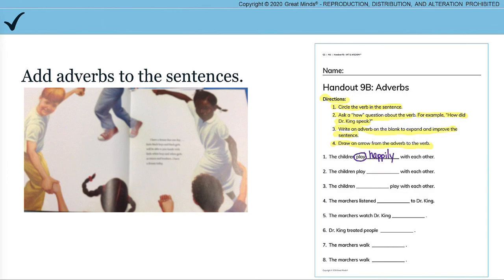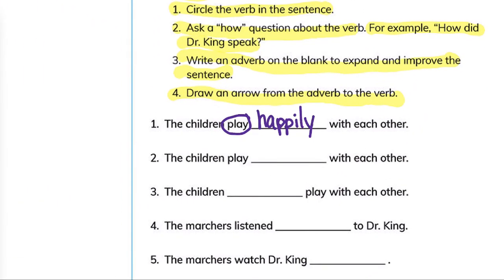Okay, we need 2 more adverbs to describe how they play. So our next one we could write, the children play blank with each other. Again, our verb is still play. Oop, I forgot a step. We need to draw an arrow showing that happily describes how they play. Maybe we'll say the children play nicely with each other. They're all holding hands. It doesn't look like they're fighting. So nicely describes how they play.